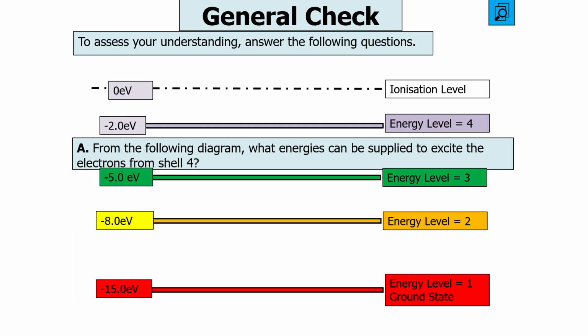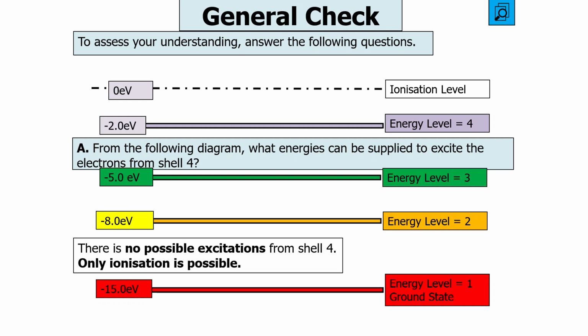From the following diagram, what energies can be supplied to excite the electrons from shell 4? So pause the video now, then unpause the video when you want to go through your answer. There are no possible excitations from shell 4, only ionization is possible.